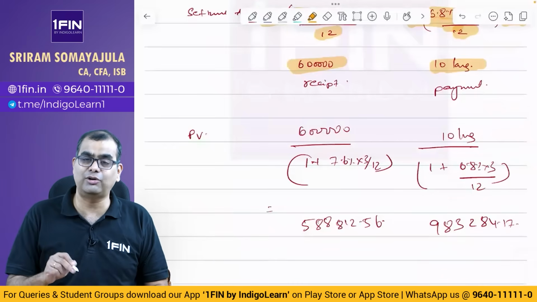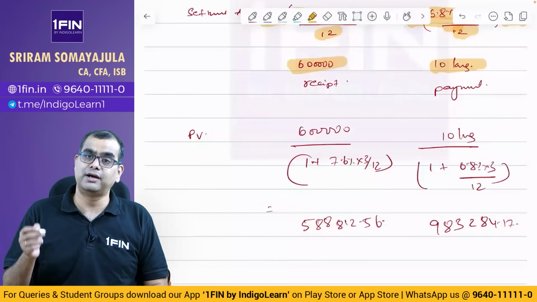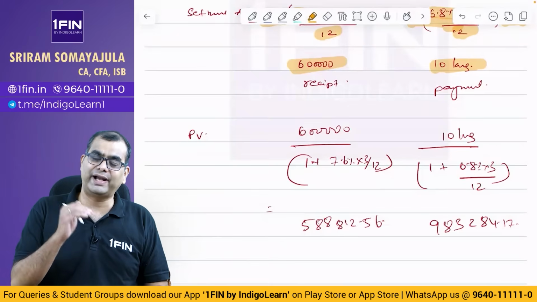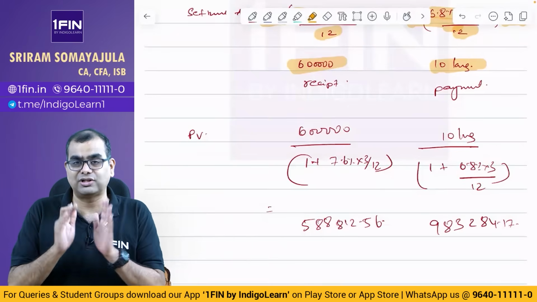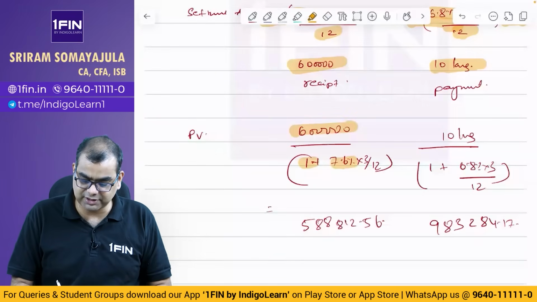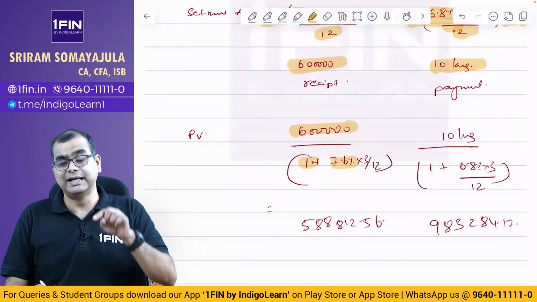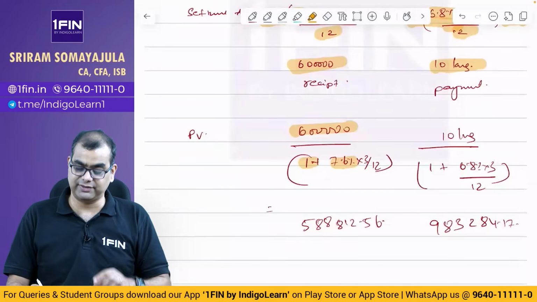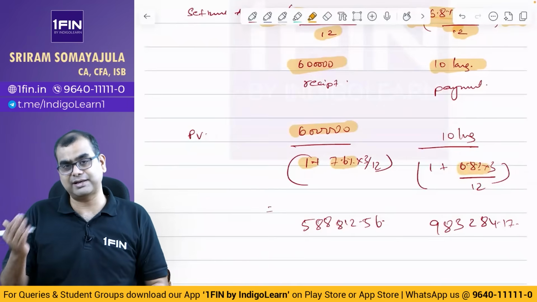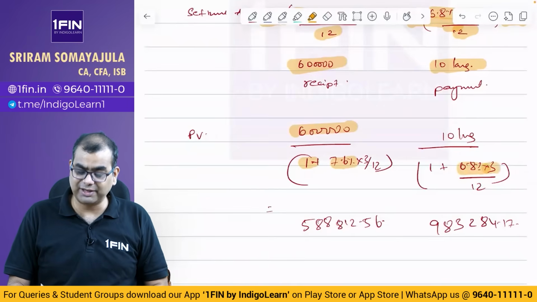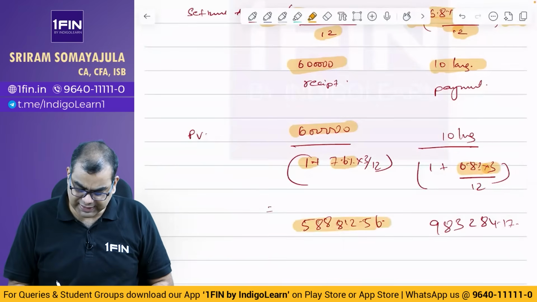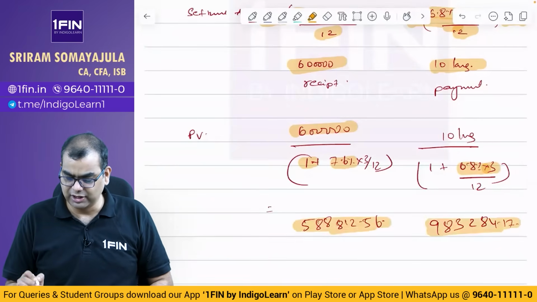So you have to discount these particular cash flows for the 3 months period to arrive at the 6th month ending. So 6 lakhs divided by 1 plus 7.6% into 3 by 12. Why 7.6? Because in this period, the interest rate is 7.6. Whereas here you will do 6.8 into 3 by 12, because the interest rate for the next 3 months is 6.8. And you do it 3 by 12 because the next period is 3 months. So you get 5,88,812 and 9,83,284.